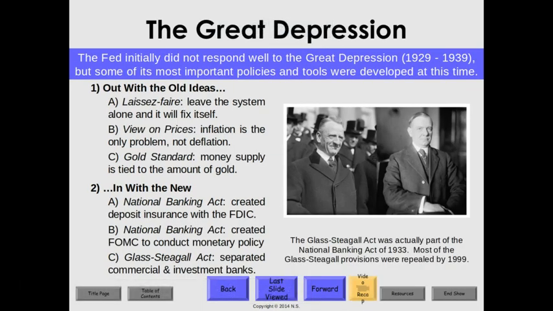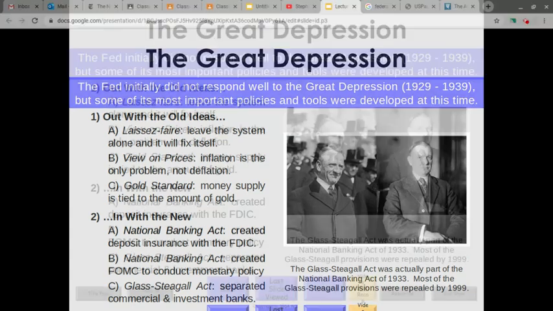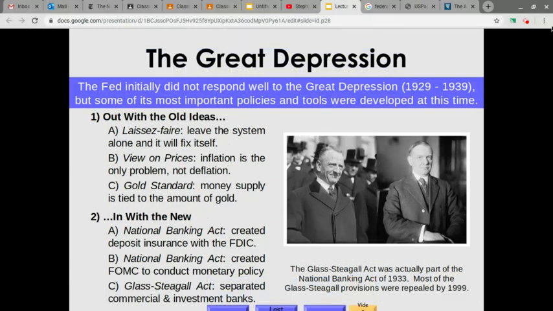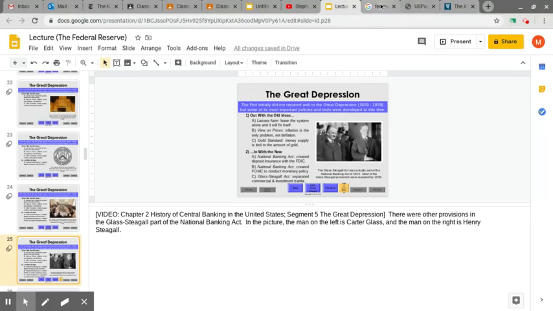And in the wake of that, they passed the Glass-Steagall Act. The Glass-Steagall Act was an act that distinguished between commercial banks and investment banks. So the idea, again, was to make investment banks more stable. So right now we're going to pause there. I don't want to get too historical.